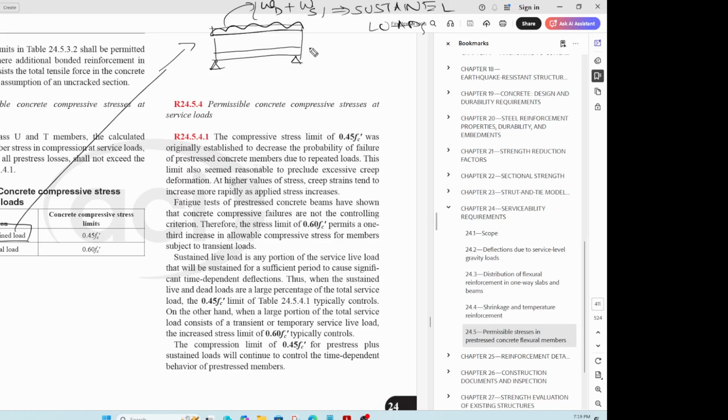So pre-stress plus sustained loads. Pre-stress is this compressive force that is being induced by the reinforcement, and then the sustained load is caused because of your dead load and self weight of the concrete. When that is the scenario, then you use a compressive limit of 0.45 f'c prime.